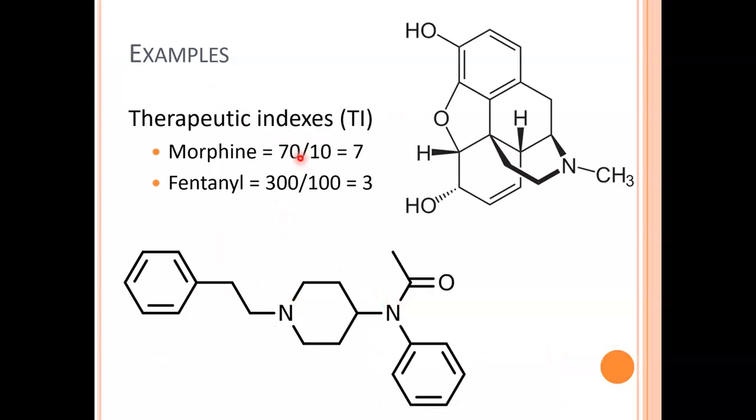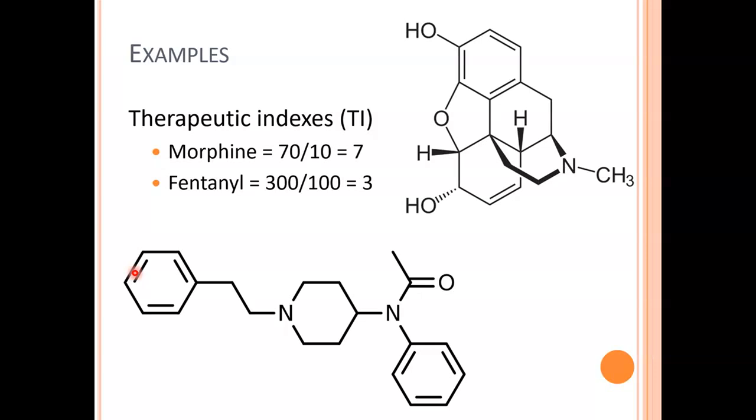But we do our 70 divided by 10, which gives you a therapeutic index of 7. For fentanyl, 300 divided by 100 gives you a 3. The bigger the number, the safer the drug is. So the therapeutic index for morphine is 7. It is a bigger number than fentanyl, so morphine is safer than fentanyl.